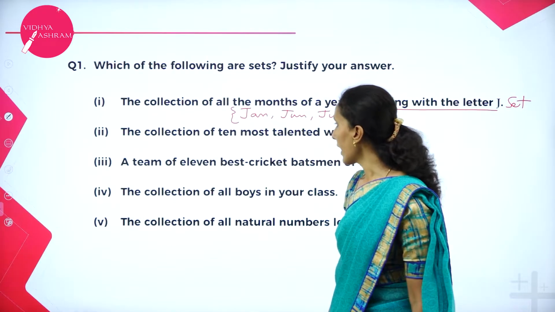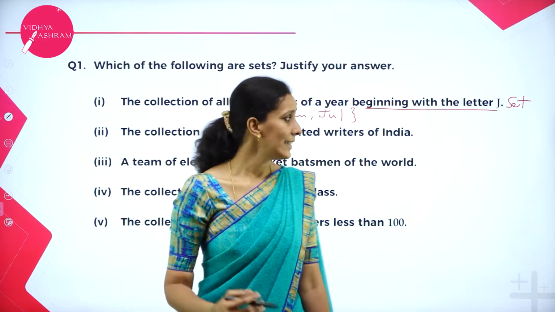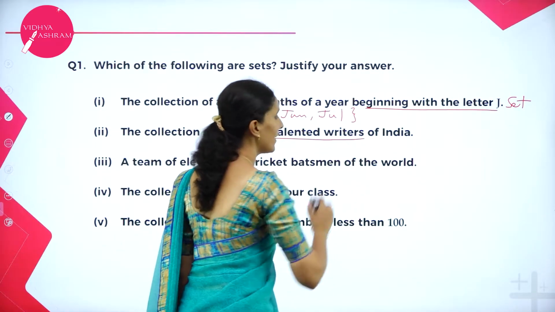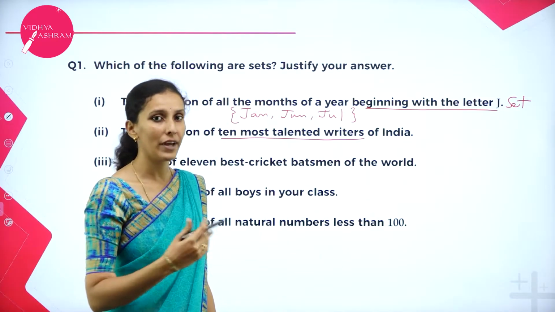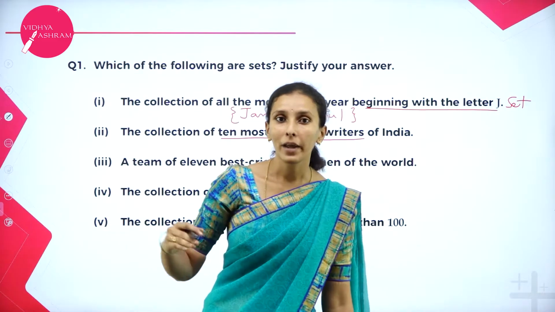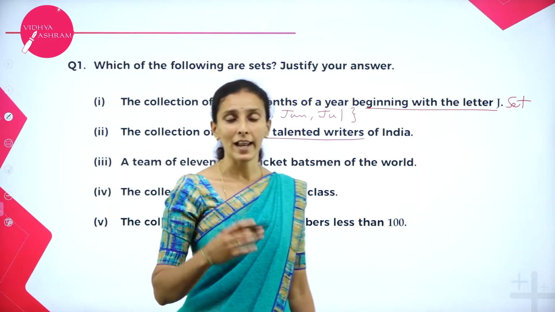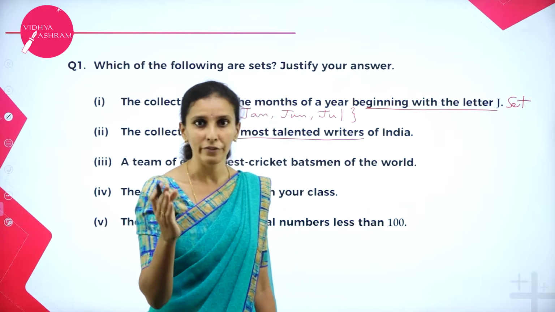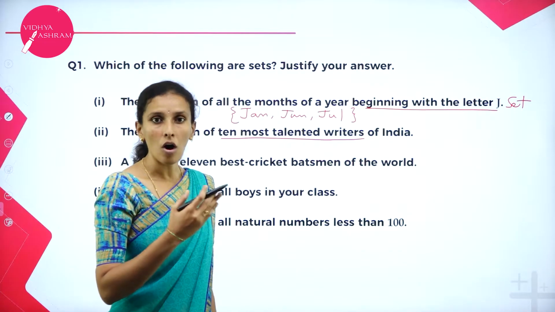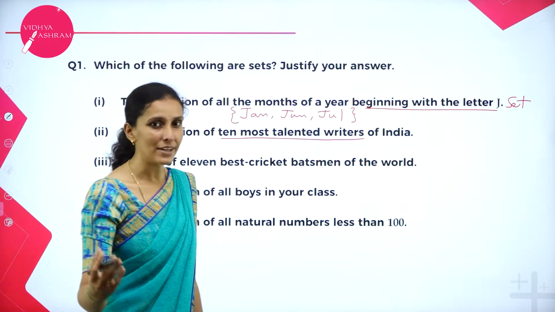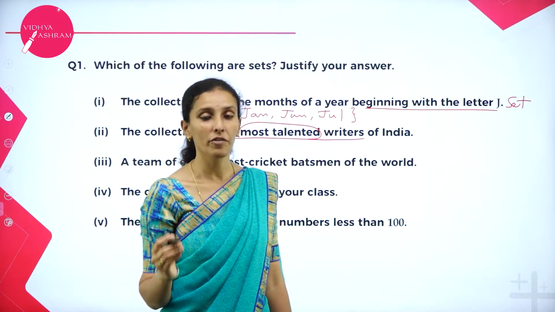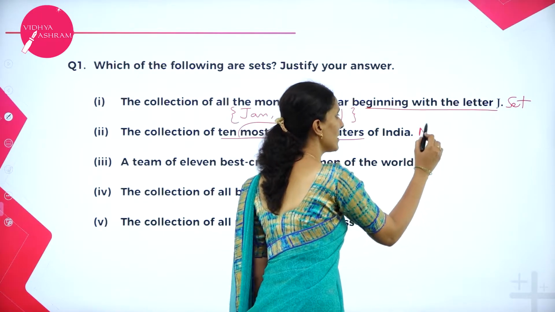Second question, the collection of 10 most talented writers of India. So as I said, 10 most talented writers of India. The idea of 10 most talented writers will change for each person. The concept of collecting the most talented writers will differ from person to person. So you cannot write all of them in one set. So when you have an adjective like most talented, that does not form a set. So this is not a set.